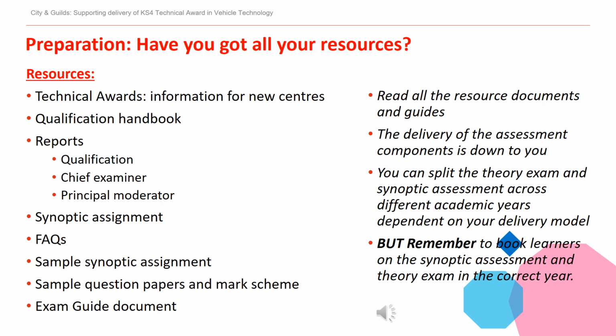In addition to generic resources like the Technical Awards, information for new centres, we also have materials more specific to the qualification being run on its own web page. When going onto the City and Guilds website, use the search box and put 4292 and then select the 429220 programme from the list of options provided. Once on the web page, click on the Documents tab where you will find a block for Level 2 and Level 3 qualifications. Under the Level 2 block you will find the Qualification Handbook, a general report about the qualification, as well as the Chief Examiner and Principal Moderator reports.